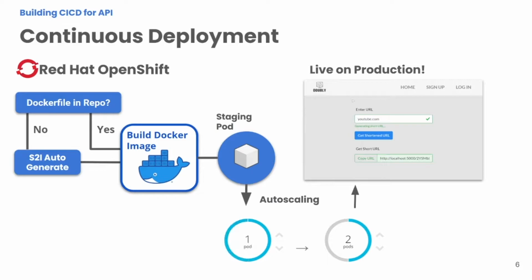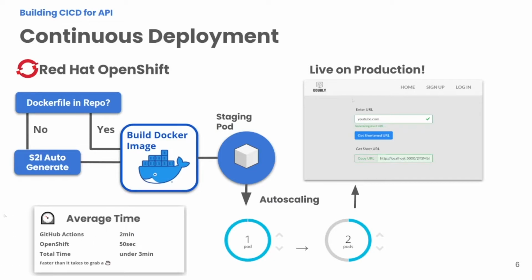GitHub Actions begins the deployment of the application to OpenShift. OpenShift checks if there's a Dockerfile in the repo. If not, then it looks through the repo, checks what programming language it's written in, and what type of application it is. Then it automatically generates a Dockerfile to build a Docker image. This image gets sent to the staging pod. At the same time, there's an outdated version of the app serving customers on the production environment, so OpenShift will automatically scale the pods, swapping the staging and production environment safely and smoothly.